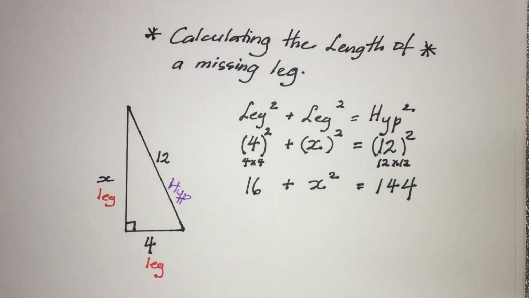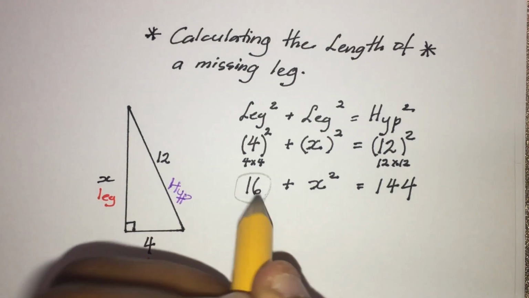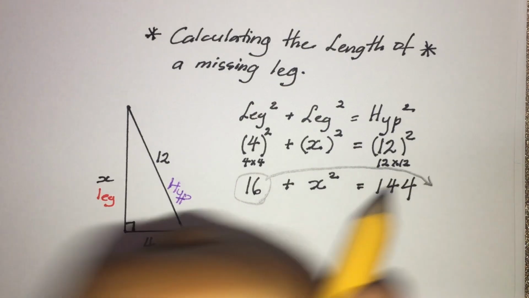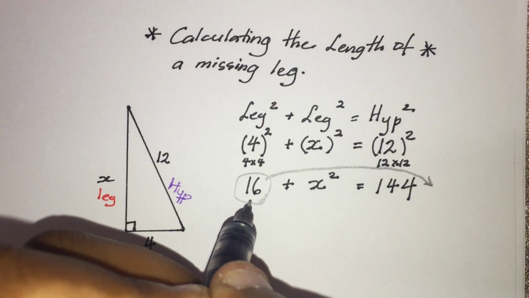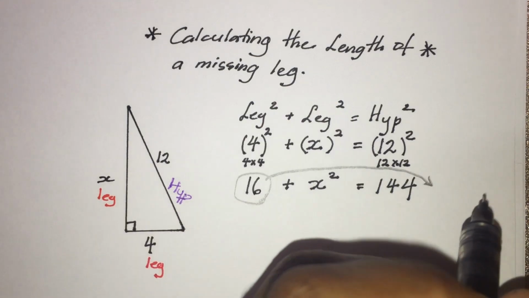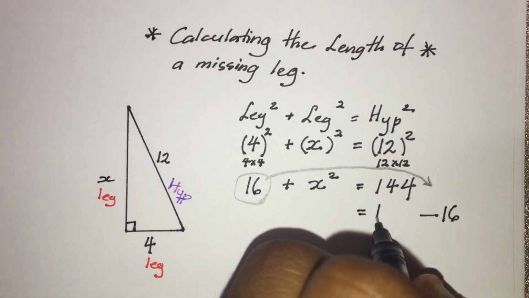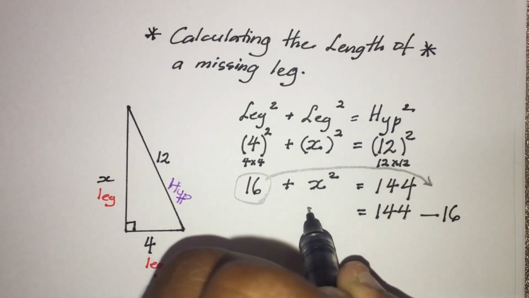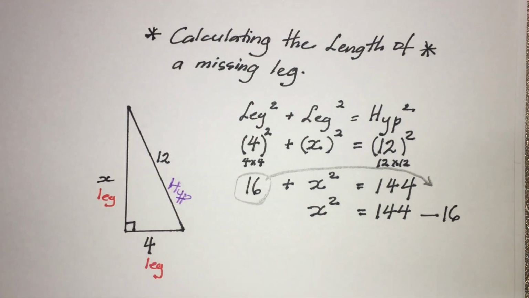Simple so far, right? Now we need to solve for x. So we're going to have to take this positive 16 and carry it across the equal sign. And remember, when you're changing the side, you also switch the sign. So if it was a positive 16 here on the left, when we carry it across, it will become negative 16 on the right. So we will have x squared is equal to 144 minus 16.